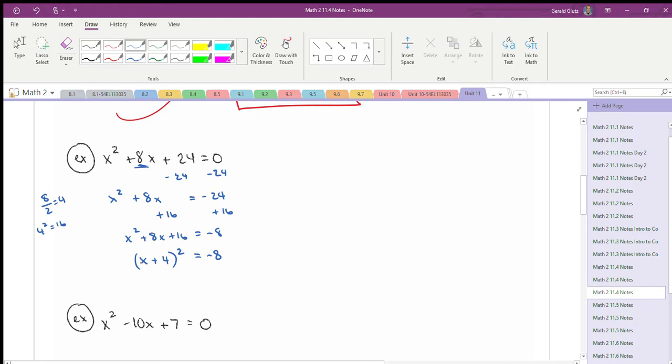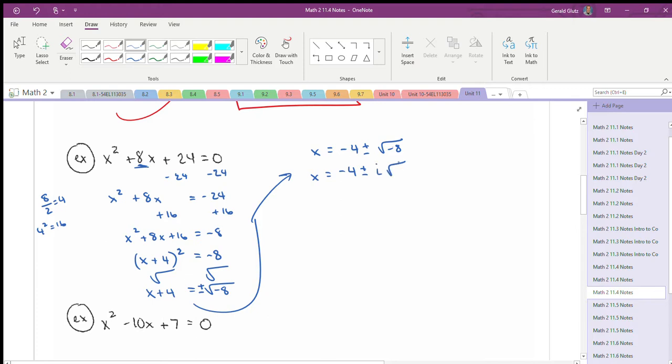So since I'm solving for x, next thing I want to do is get rid of that squared, so I take the square root of both sides. So x plus 4 equals the square root of negative 8, but I forgot something. Anytime you take the square root, got to put plus or minus. So then if I subtract 4 on both sides, x will equal negative 4 plus or minus the square root of negative 8. So I can't leave a negative inside the square root, but now we know how to get rid of that negative.